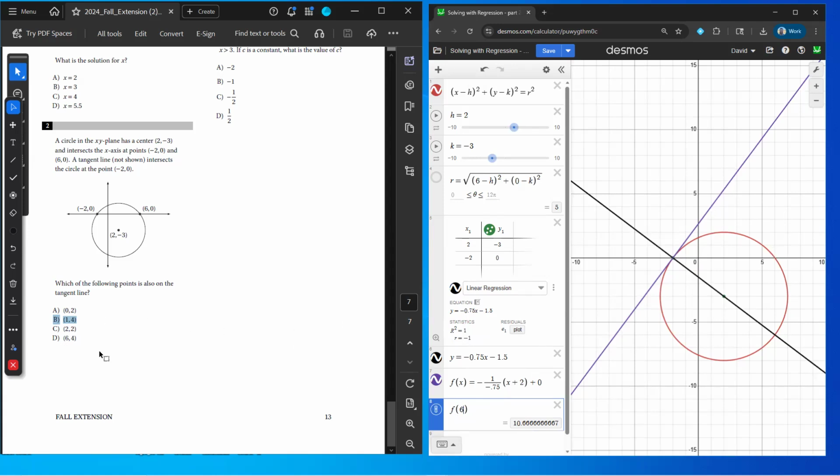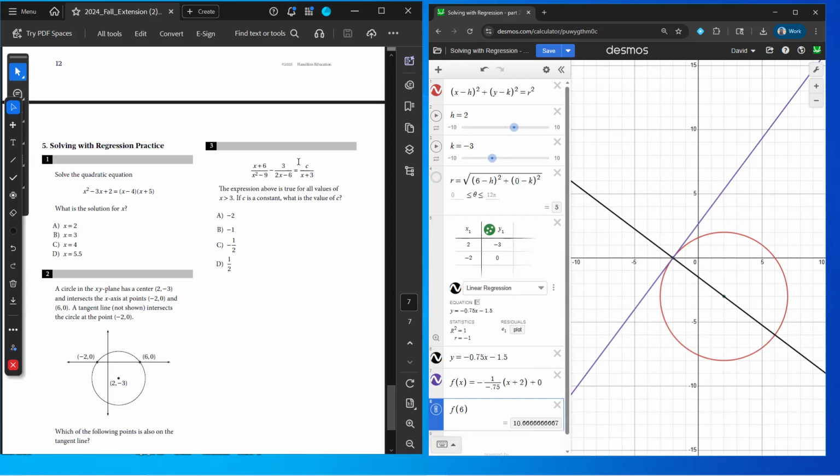All right, that was a really hard question, but we made it easy by having Desmos do all the heavy lifting. So it found the slope between the center and the point, and then we use the rules of perpendicular lines, the opposite reciprocal, and point slope form to quickly graph a tangent line. All right, let's look at our final question.